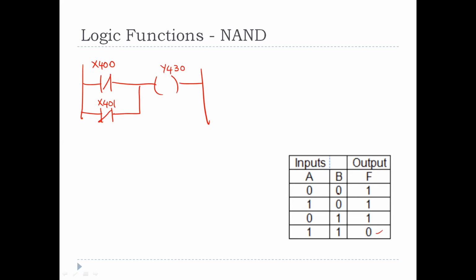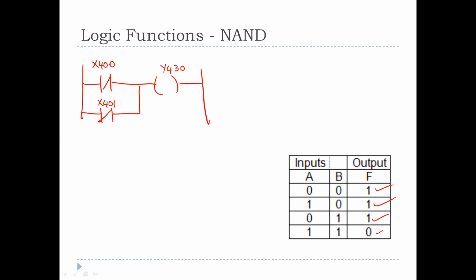So A, B, when both are 0, both the contacts will be closed and hence I'll get an output. 1, 0. So 1 means only X400 will be opened, X401 is 0, hence it will be closed and still I'll get an output. Similarly for 0, 1 also we have one closed contact and hence I'll get the output. If it is 1 and 1, both the contacts will be open and hence I will not get any output.